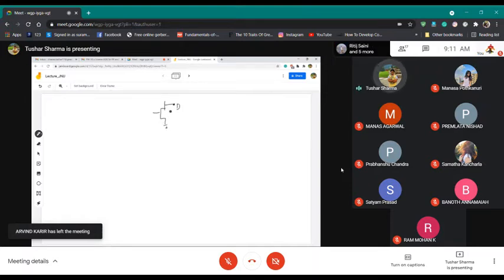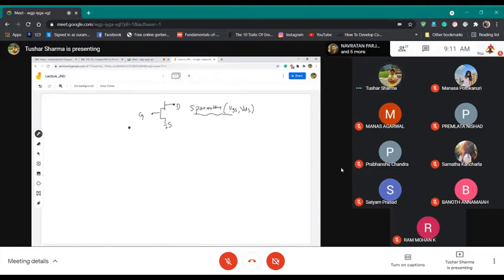So say this is the drain, this is my gate of a FET, and this is my source. Once I have this bare device, this device has some S parameters, and these S parameters are based on your biases, which means VGS, VDS, and the response changes as a function of voltage.